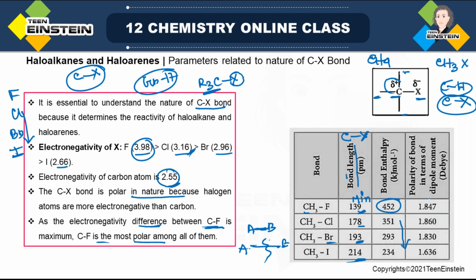And in the last column we have polarity of bond, of which bond? The C-X bond, in Debye unit, that is the unit for dipole moment. And see, the maximum value is for C-F. As you are moving from Cl to Br, the values are gradually decreasing. That is the dipole moment value, because dipole moment is directly related to the electronegativity difference. When this X is F, the electronegativity difference is maximum, which means charge separation will be maximum, right? So that is why this has maximum dipole moment.